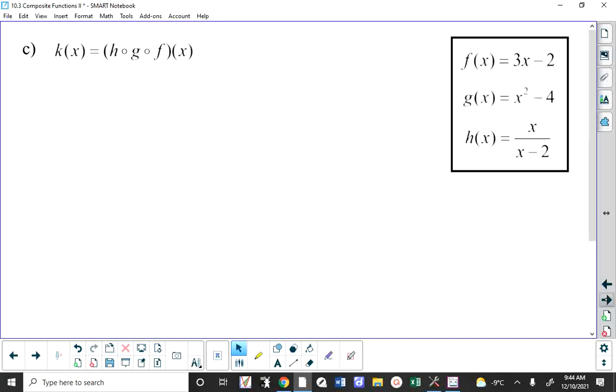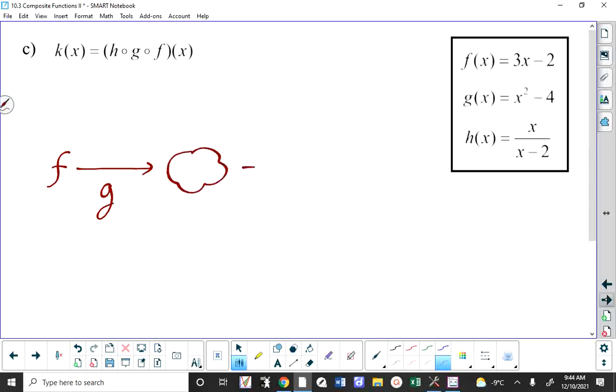h of g of f of x. What does that mean? It means that f of x is going to go through g of x, and the result is going to go through h of x, and this will be our answer. But this is not going to be a number, right? We're not feeding a number in for x. We're feeding the whole function. So what's going to happen is f of x, this whole thing, needs to go here just for the x in g.